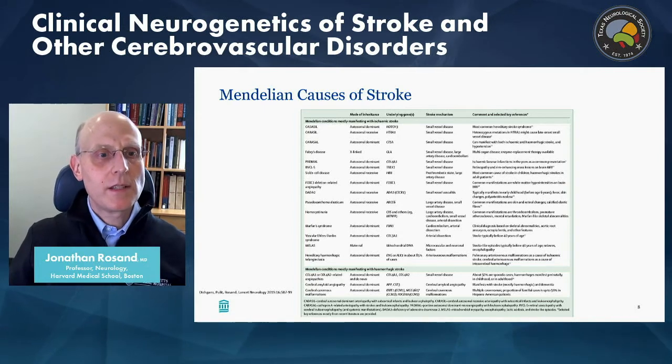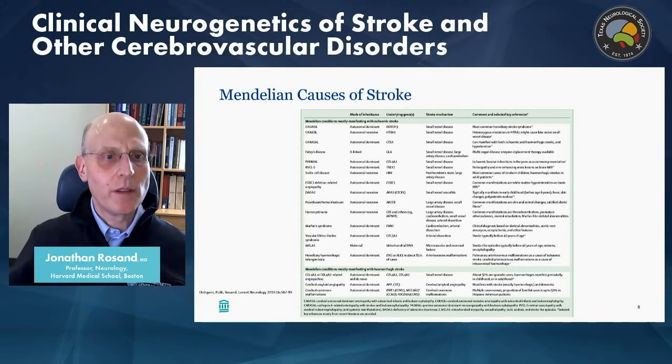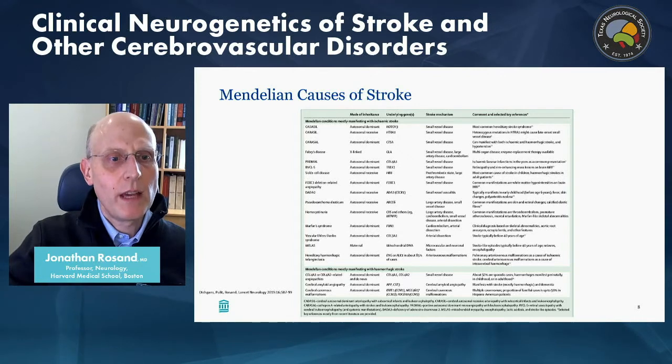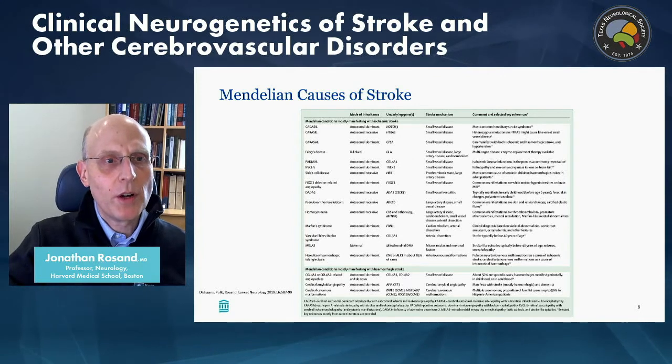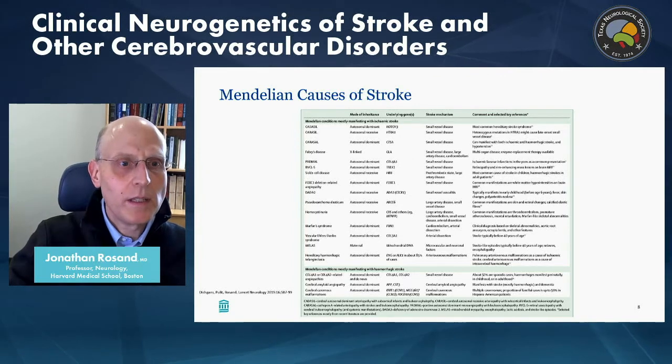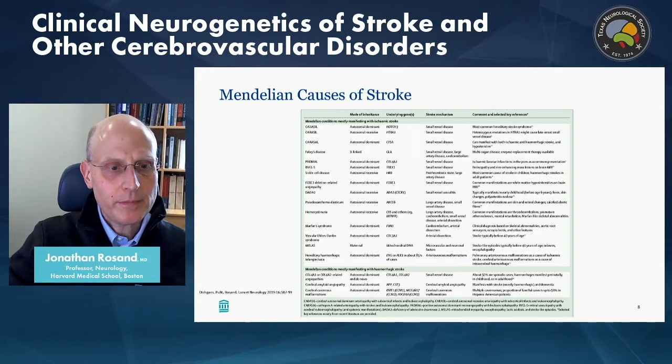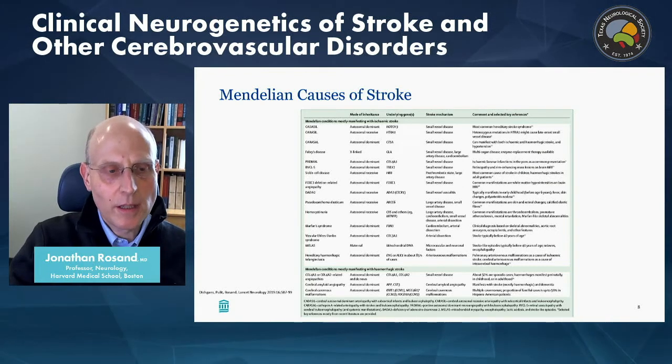And these disorders that are outside of the brain, if you will, and the brain vasculature, make up the majority of this list of Mendelian causes of stroke. And this list is only partially complete.